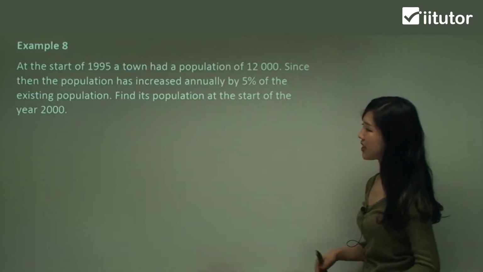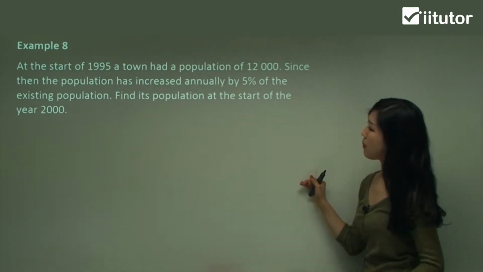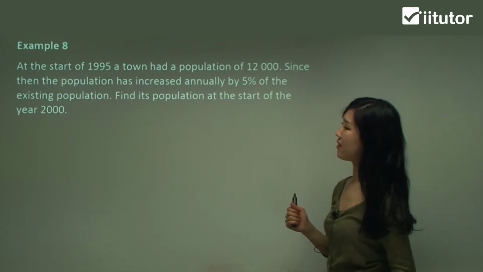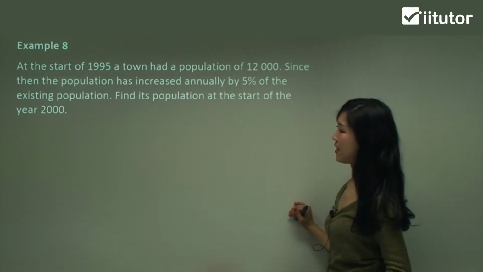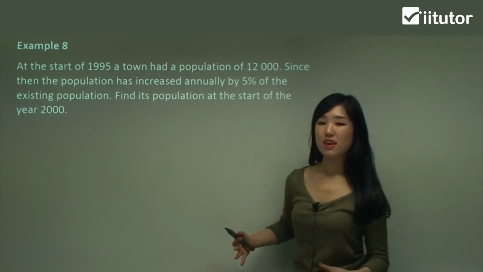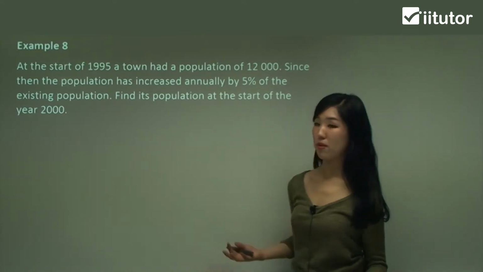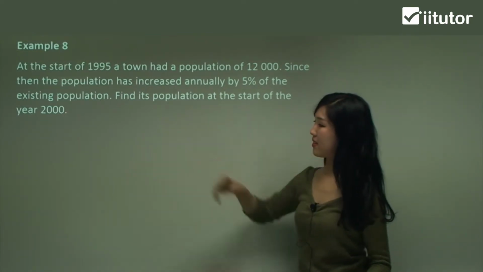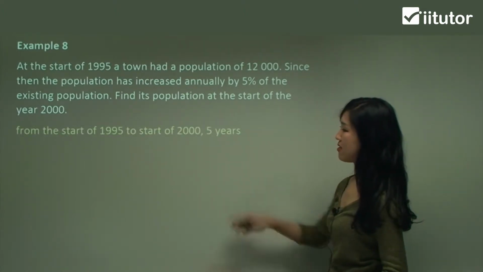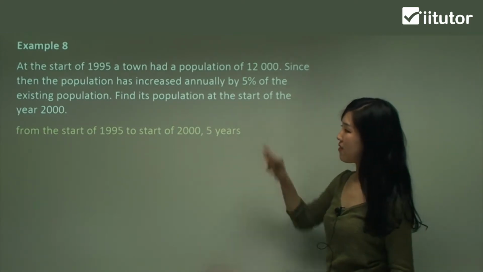At the start of 1995, a town had a population of 12,000. Since then, the population has increased annually by 5% of the existing population. Find its population at the start of the year 2000. So year by year, the population is increasing, and we want to find how much the population becomes at the year 2000. From the start of 1995 to the start of 2000, there's a 5 year gap.